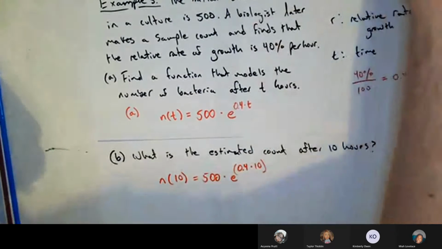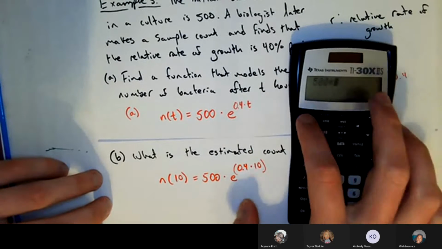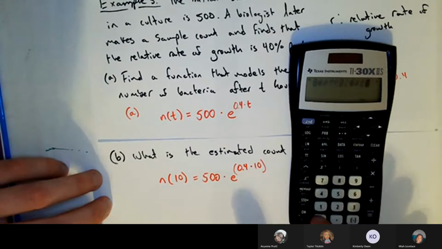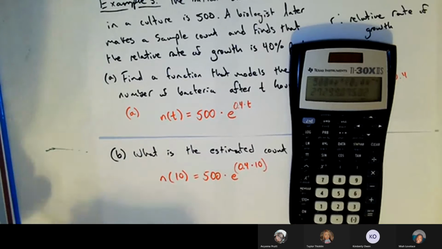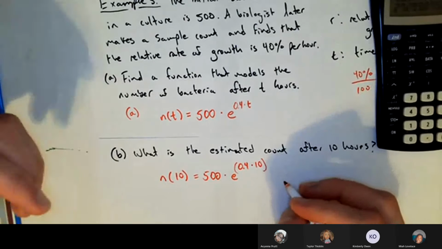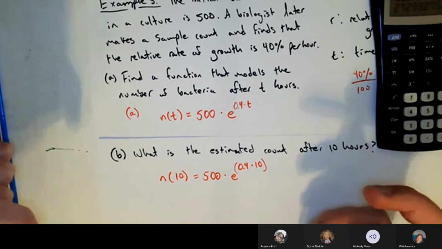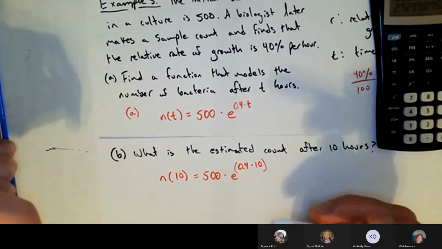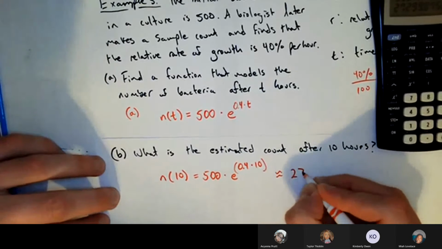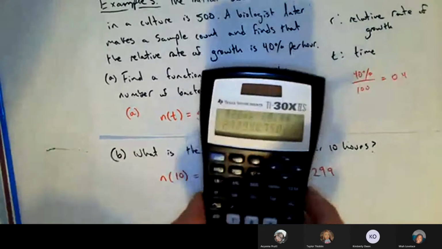So when I run this calculation, I'll say 500 and then times e raised to the 0.4 times 10, close that parentheses, and I'm getting that giant number, 27,299. Hang on. Oh, never mind. I see what they did. Okay. So 27,299. The book rounded to 27,300, which is fine, whatever.